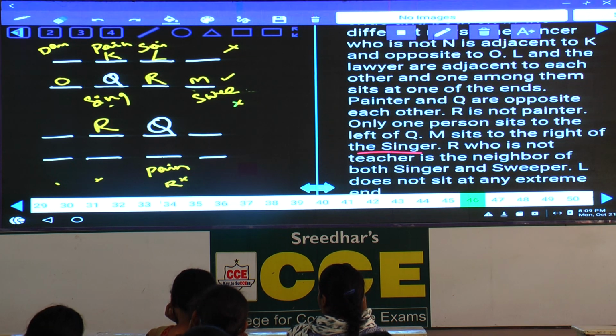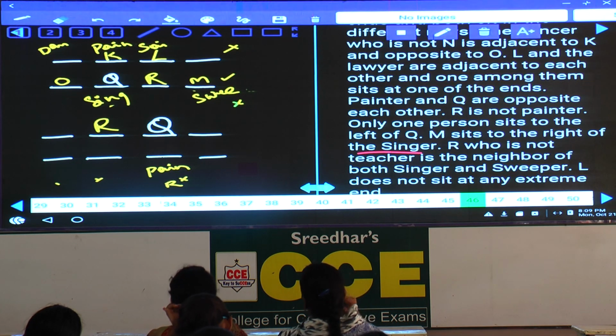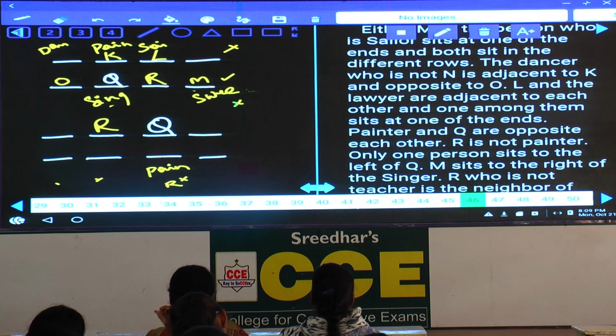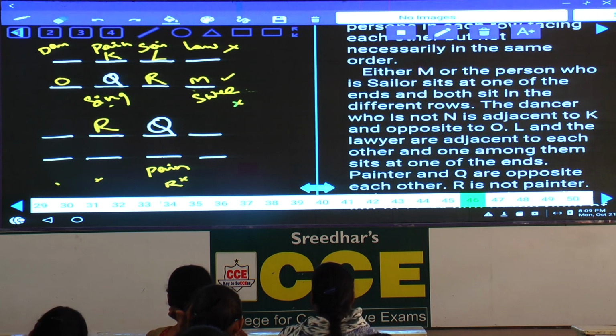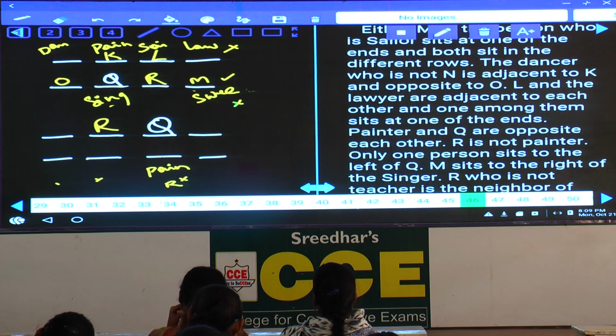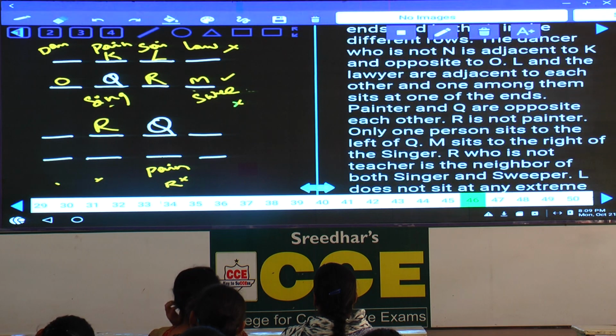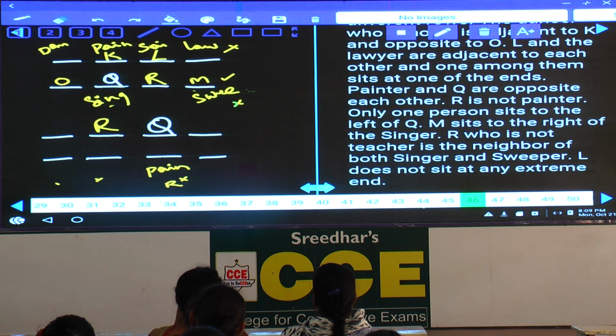If L is the sailor, is there any information left over here? Lawyer. L and the lawyer are adjacent to each other. Who is the lawyer here? This person is the lawyer. And either M or the person who is a sailor sits at one of the ends, both sit in different rows. Dancer who is not N is adjacent to K opposite. L and the lawyer are adjacent to each other and one of them sits at one of the extreme ends.